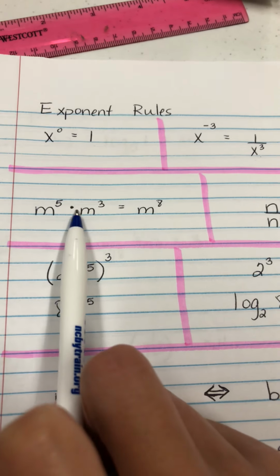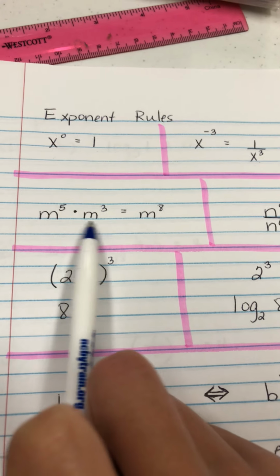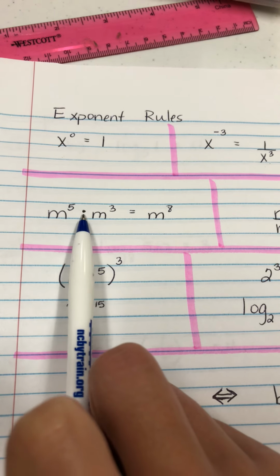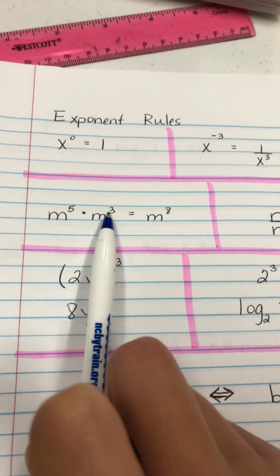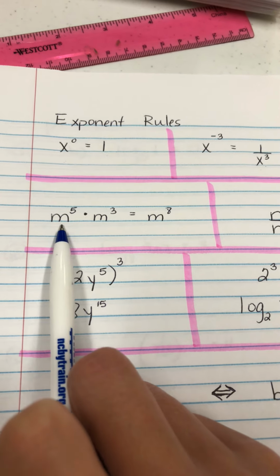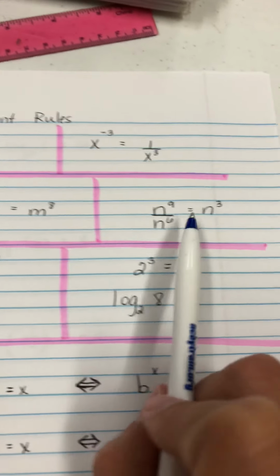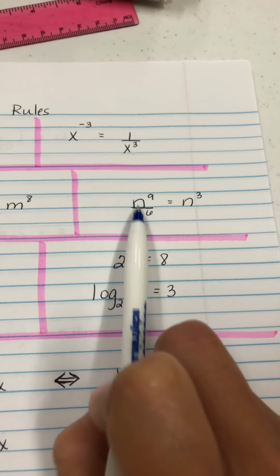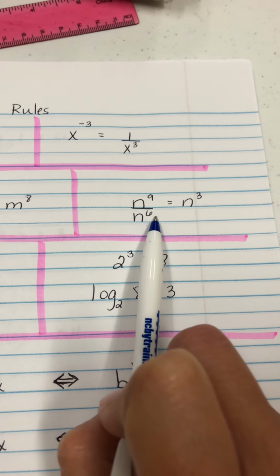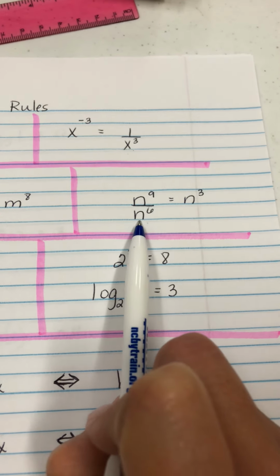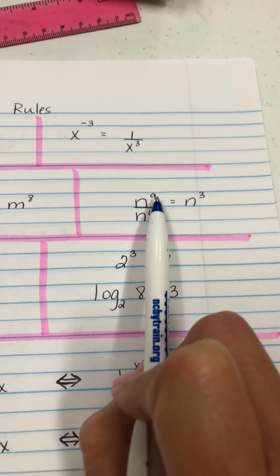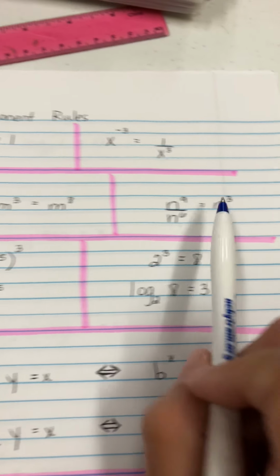Remember, when you are multiplying bases, if it's the exact same base, the shortcut is whenever you're multiplying, you can just add exponents together. So m to the 5th times m cubed is really m to the 8th. When you are dividing with bases, you can just subtract those exponents. So n to the 9th power divided by n to the 6th power, if you subtract, that would be n cubed.